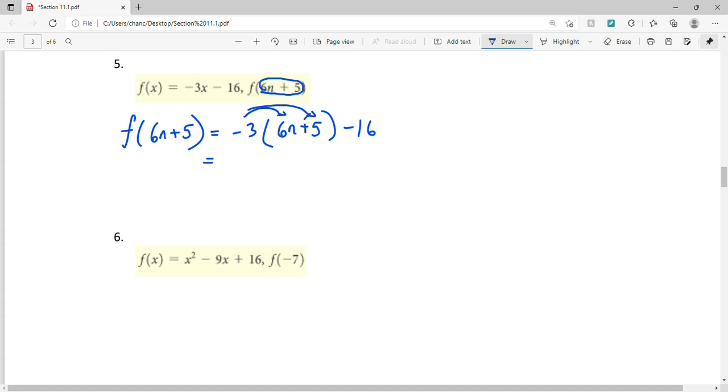Negative 3 times 6n gives me negative 18n. Negative 3 times 5, that's a negative 15. And we'll bring down that negative 16. Let's collect like terms. Write down the negative 18n. Negative 15 minus 16, that is a negative 31. And that's it. We can't simplify this anymore. We have to stop right here. This is a good solution.